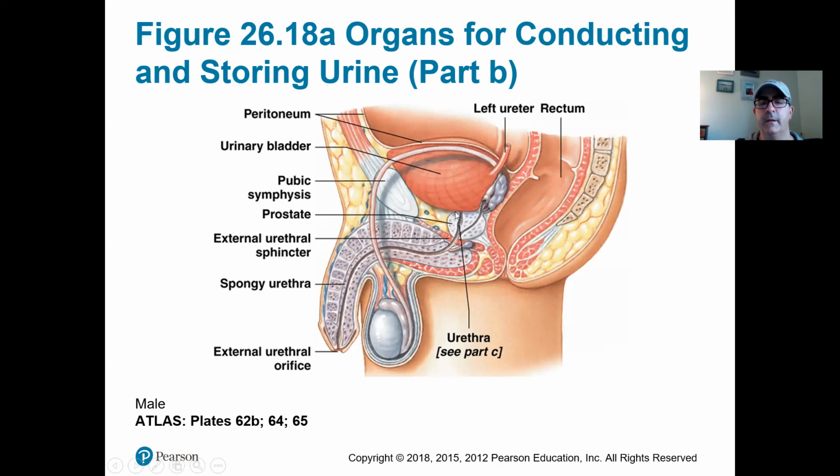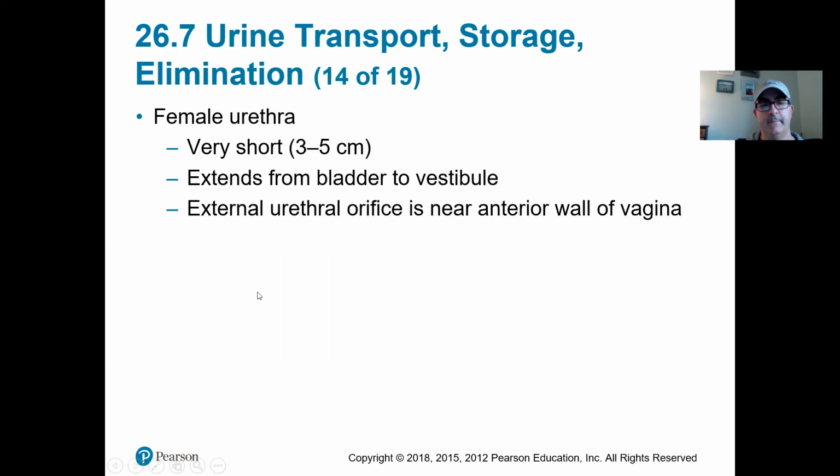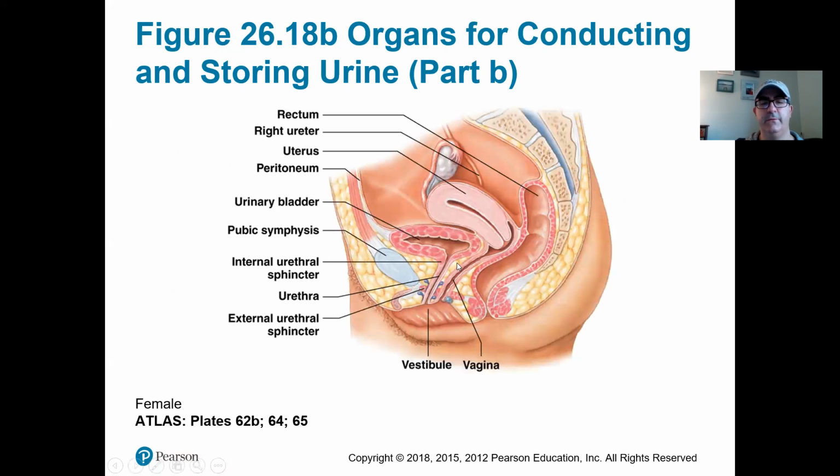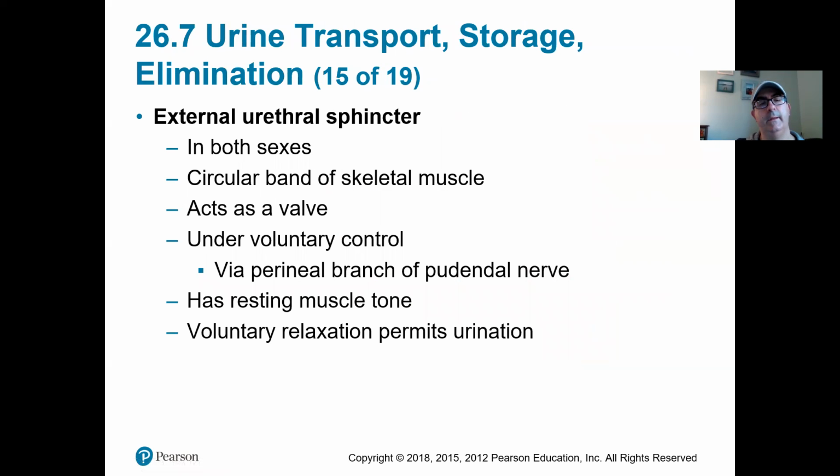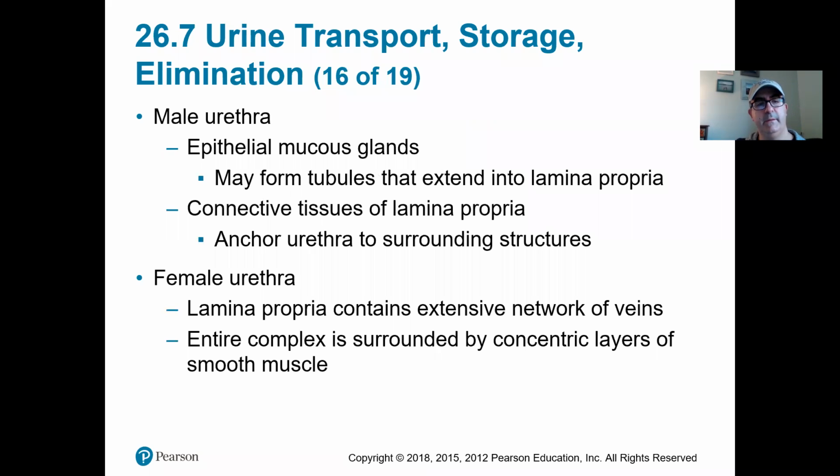So the prostatic urethra is just this little part in the prostate. The membranous urethra is the tiny little part right here through this muscle. And then the majority of the urethra is the spongy urethra, which travels through the penis. The female urethra is very short, right? There's not three segments to it. It just extends from the bladder to the outside. But in both sexes, there's an external urethral sphincter that's under voluntary control. This is the one that we learn to control as a baby.